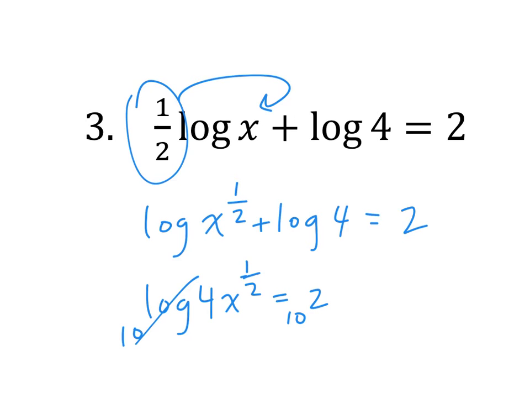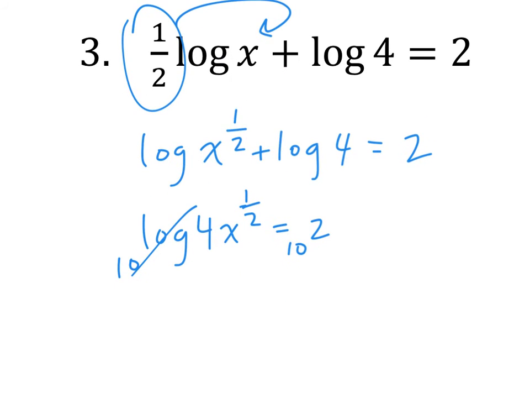So that's going to cancel this log because they have the same base. So 4x to the 1/2 equals what? 100. And then what do? When there's only one x, we don't have to set it equal to 0. We can just solve it. Okay, divide by 4. X to the 1/2 is 25.